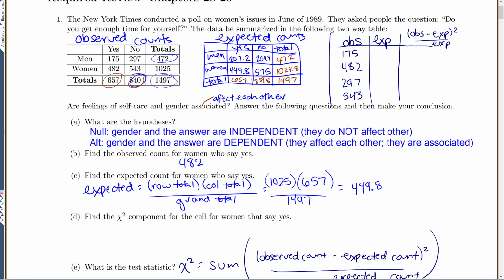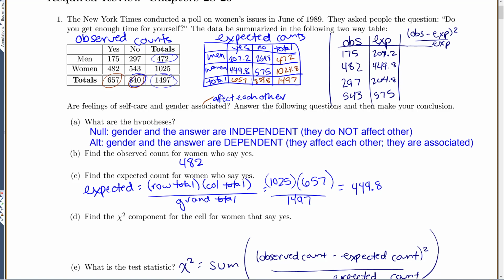Okay, for our expected then, make sure you match up the same cell. So 175 matches to 207.2. So usually I just do this matching in my head and write it down when I find my test statistic. But I do mess up quite often and match up the wrong things. So I think this table will just help us not mess up. So 482 matches 449.8. 297 matches the 264.8. And 543 matches 575.